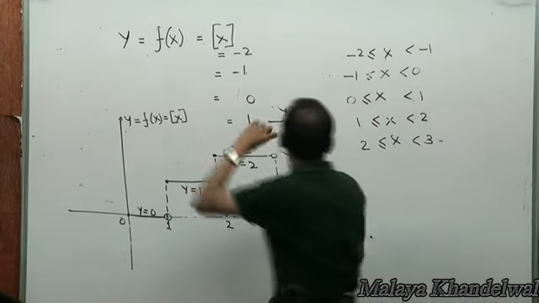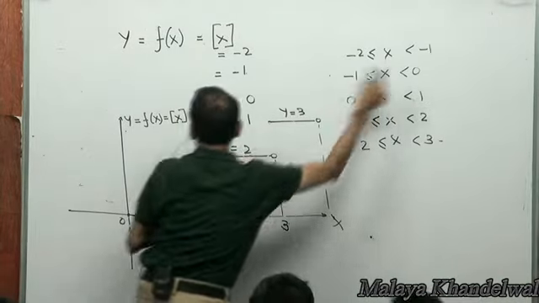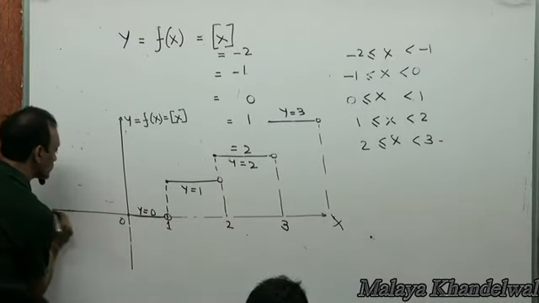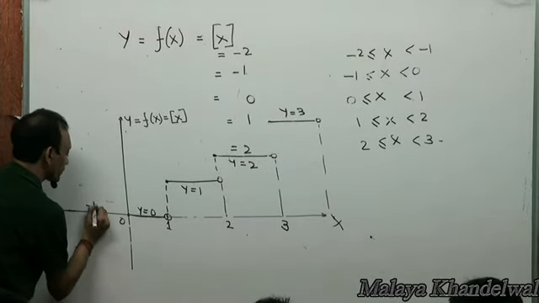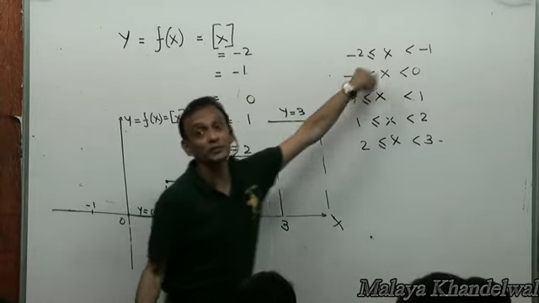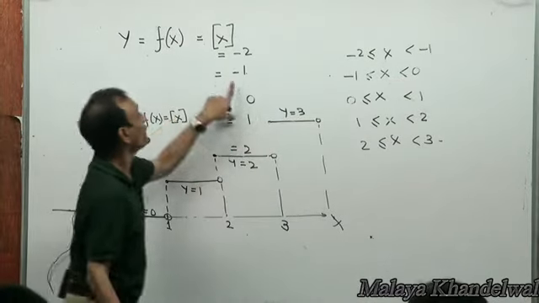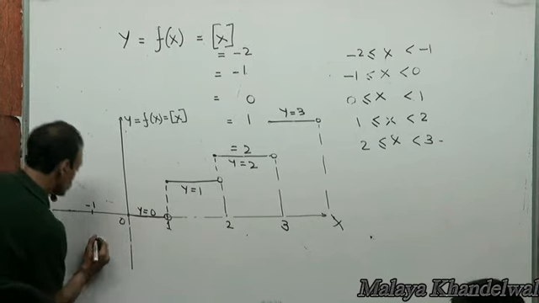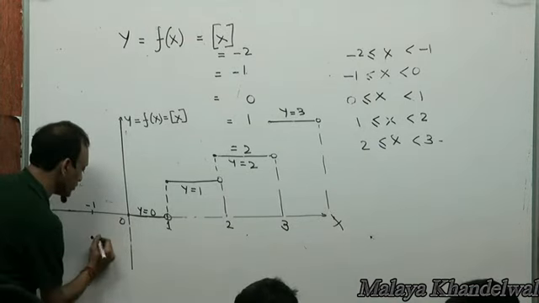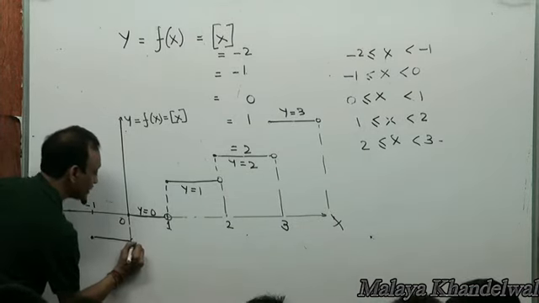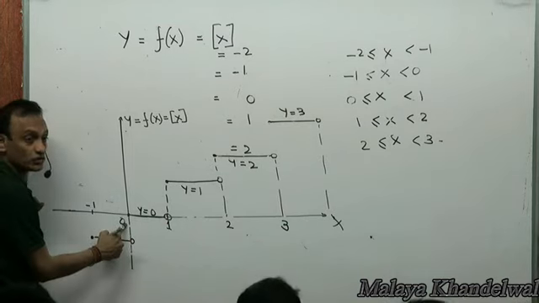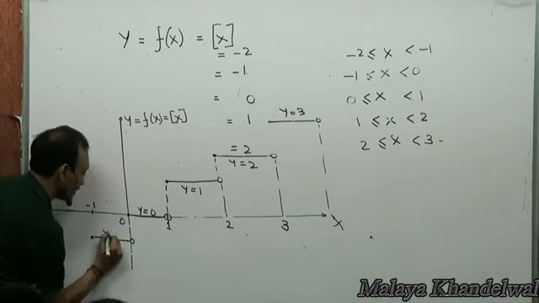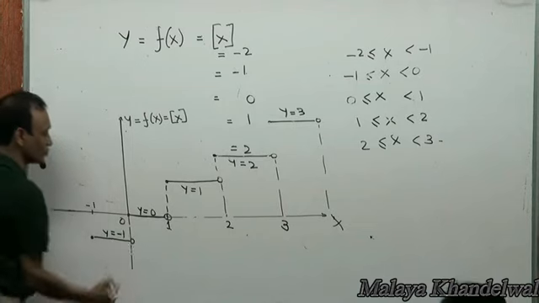Realize that? Now, to the left, x lying between -1 and 0, which includes -1 but excludes 0, y remains -1. So there is inclusion of the left end of the interval but exclusion of the right end of the interval. 0 is excluded but -1 is included. Y is -1. Yes or no?